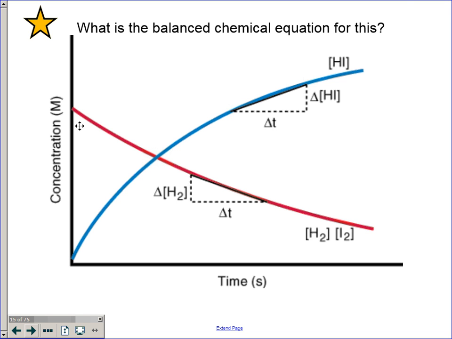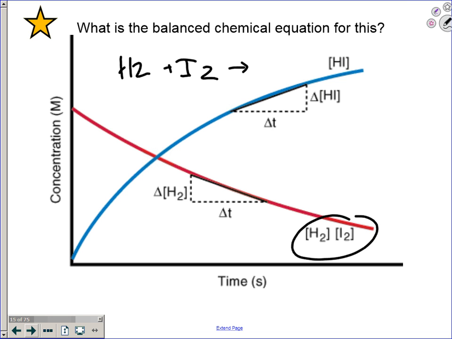All right, Sheeta, get me started. H2. Okay, so she sees a reactant given here. Get me continued. Plus I2. Good. So these were the two reactants provided. Courtney, finish. Yields 2 HI. And she saw that because of the product given here.